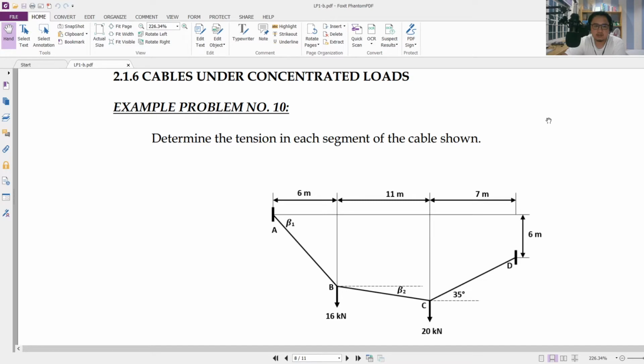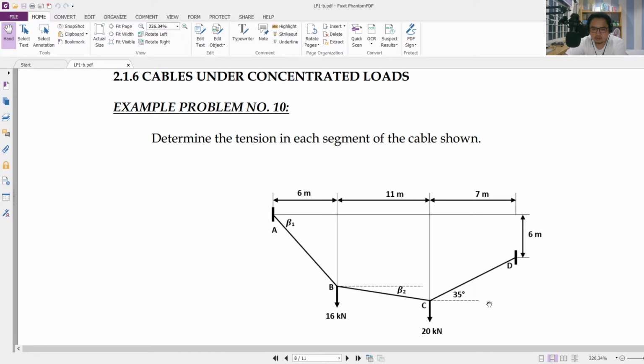Determine the tension in each segment of the cable shown. This is the cable given. This one is the cable AB or the segment AB. This one is the segment BC. And this one is the cable CD. First, we have to inspect which segment, because according to the problem, we will be asked to solve for the tension of all segments. So we will analyze first which segment can possibly be solved.